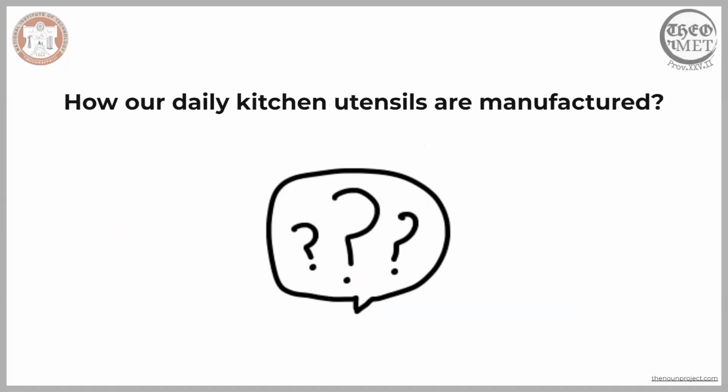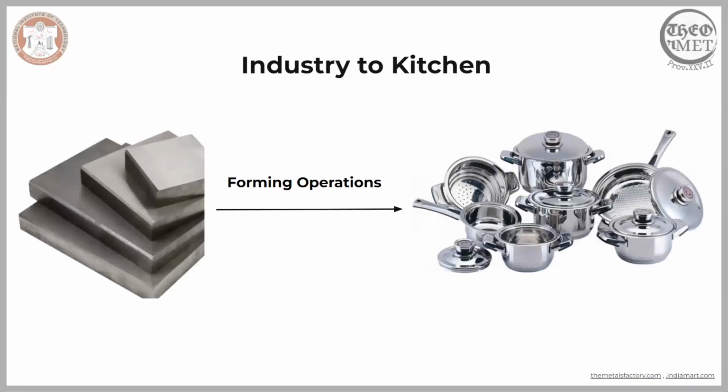Starting with a curiosity of how our daily kitchen utensils, which are of various shapes, are manufactured. Let's travel from industry to kitchen. We have a block of a material, let's say stainless steel. It is being made into various desired-shape utensils using operations which we generally term as forming operations, where we apply pressure and forces to get our desired shape. Macroscopically, with the naked eye, what we observe is the direct shape change.